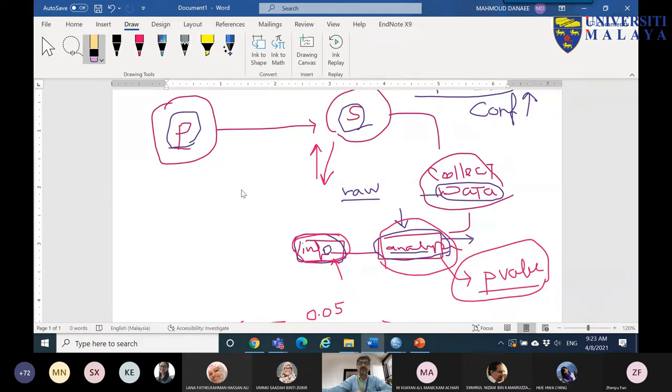Right? So if you are dealing with non-probability sampling, we have different types: convenience sampling, snowball sampling, quota sampling, judgmental sampling. There are different types of non-random sampling.